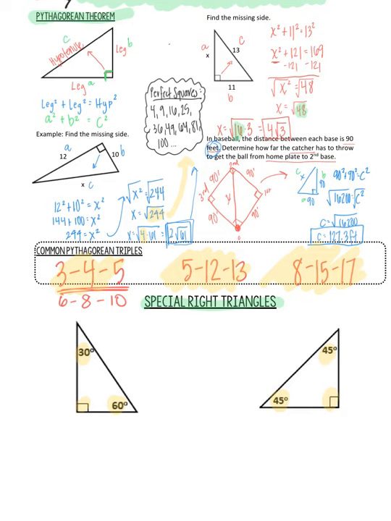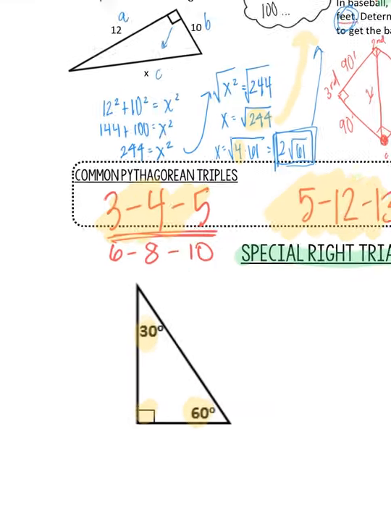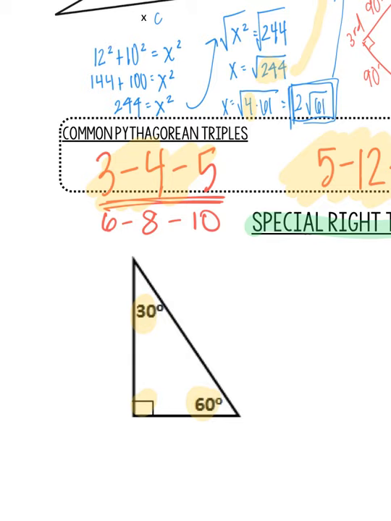When you are dealing with a 30, 60, 90 triangle, the sides work in this proportion. The side across from the 30-degree angle, we label x. The side across from a 60-degree angle, we label x square root 3. And the side that is across from the 90-degree angle, or the hypotenuse, we label as 2x. The sides, no matter what number x is, will always move in that proportion with one another.